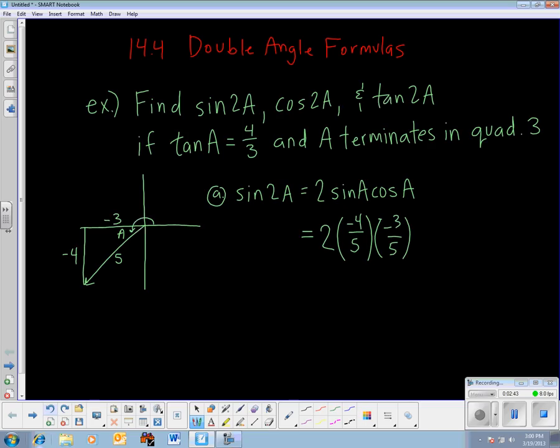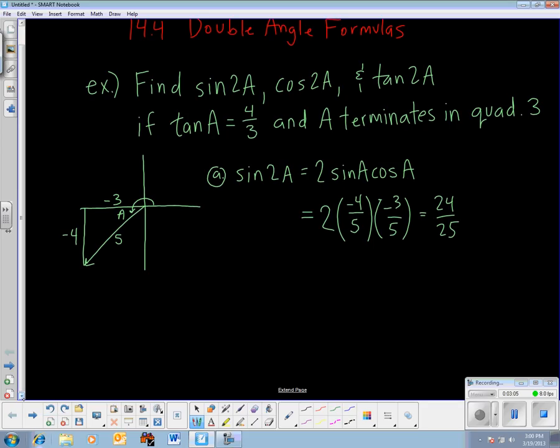Okay, so finding the sine of 2A is as easy as multiplying that together. And it looks like we're going to get 25 on the bottom and 24 on the top. 24/25. Okay, so notice, I never had to figure out what the angle was. I just needed to set it up and then use this formula to solve.